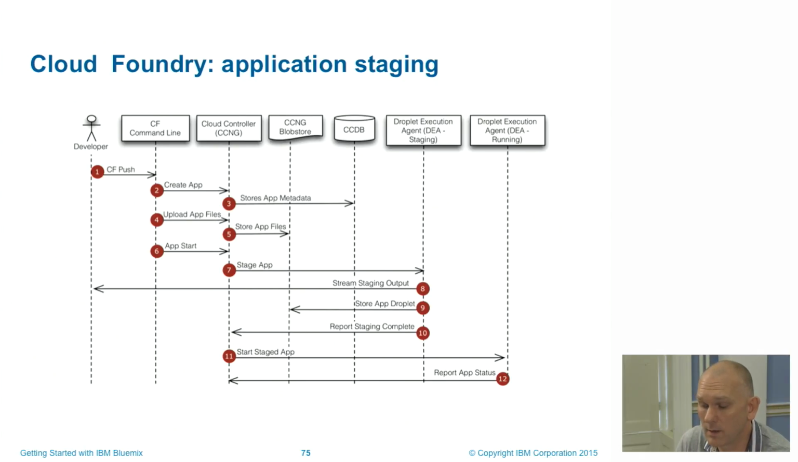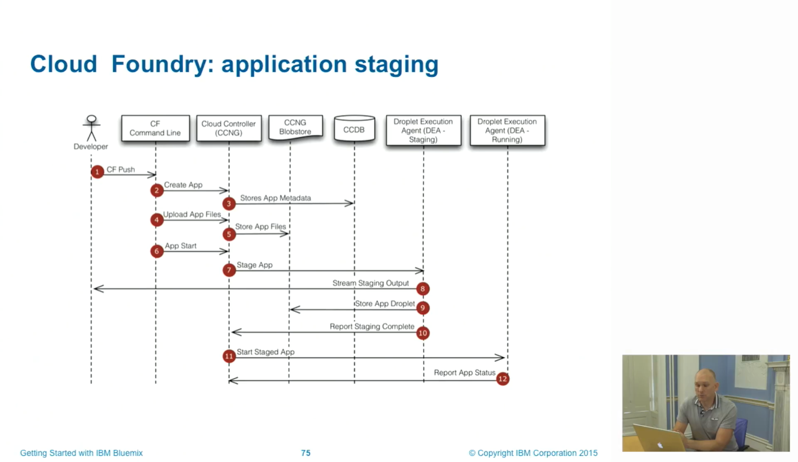Once we've got all the configuration and files uploaded to Bluemix, the Cloud Foundry command line will issue a start command automatically. What that does is it then gets the Cloud Controller to stage the application. And staging the application is effectively building what we call the droplet that can then be run inside a container. So to stage an application, the Cloud Controller will talk to one of the droplet execution environments and ask it to stage an application. While it's doing that, all of the output is automatically streamed into the developer console.